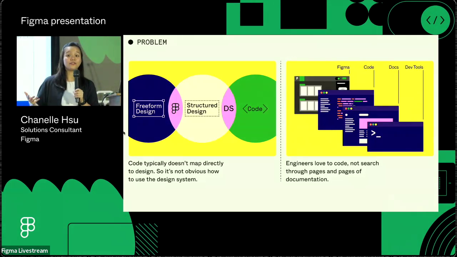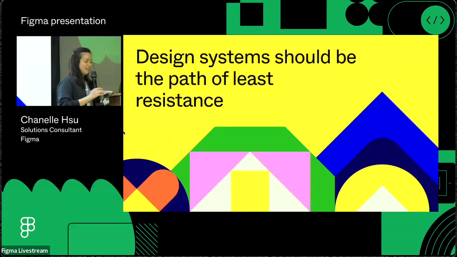We engineers, we love to code. Rather than going to different documentation to try and find which is the right component, sometimes we just feel like, hey, why don't I just code it out myself? But then think about the long term. You might want to think about how much time you will then need to take to come back and maintain that code base. And design systems, therefore, should be the path of least resistance.